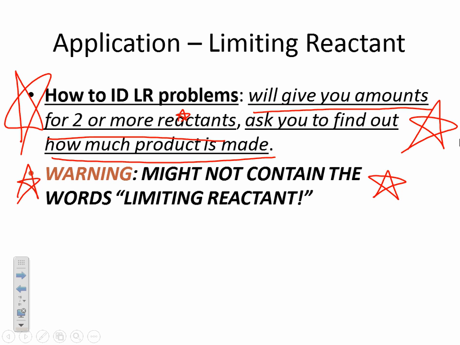That's enough to identify the limiting reactant problem because it's essentially saying which one produces the least amount of product. We don't know. We've got this much of one thing and this much of something else. Which one is going to run out first? Which one is going to control how much product is made? So that's why that's our hallmark, our identifying factor for the limiting reactant problem.